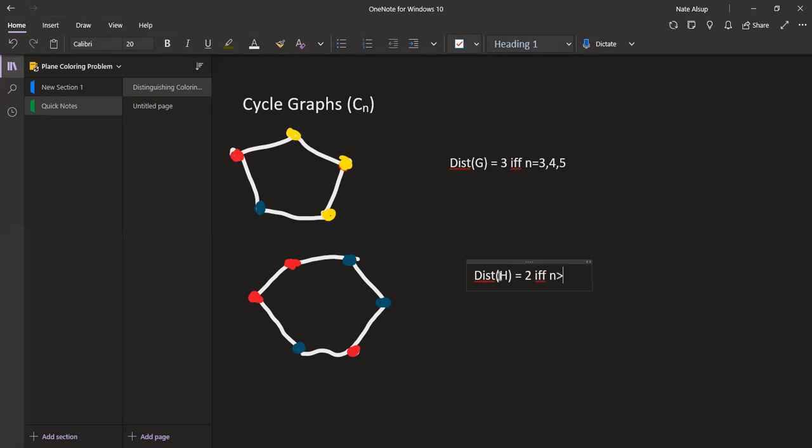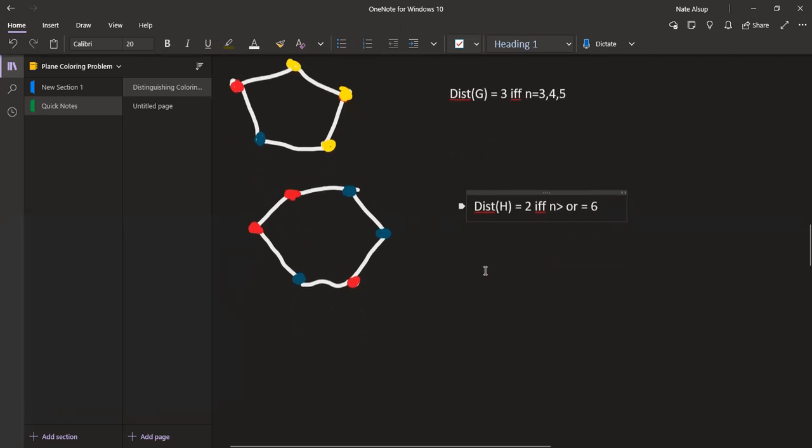Greater than or equal to 6. So the only way that a cycle graph can have a distinguishing number of 2 is if the number of vertices on that cycle is greater than or equal to 6. And for cycles C3, C4, and C5, we'll have 3. And that's only for those cycles, not any other larger number.